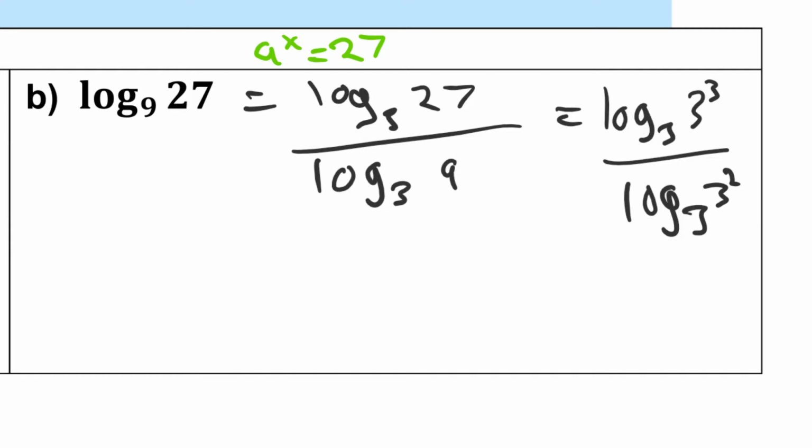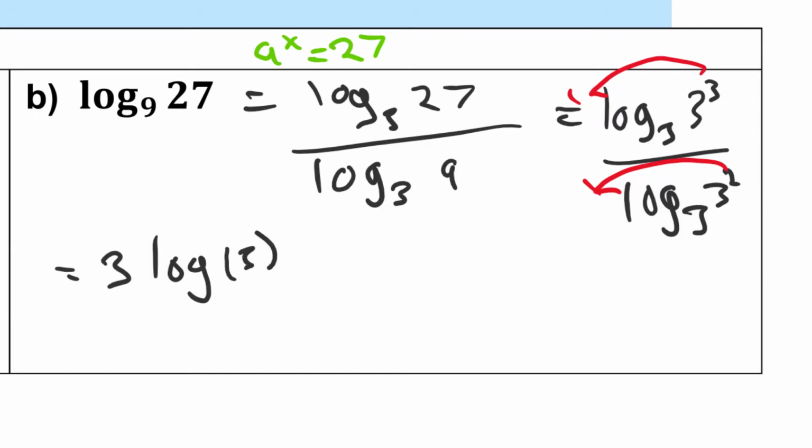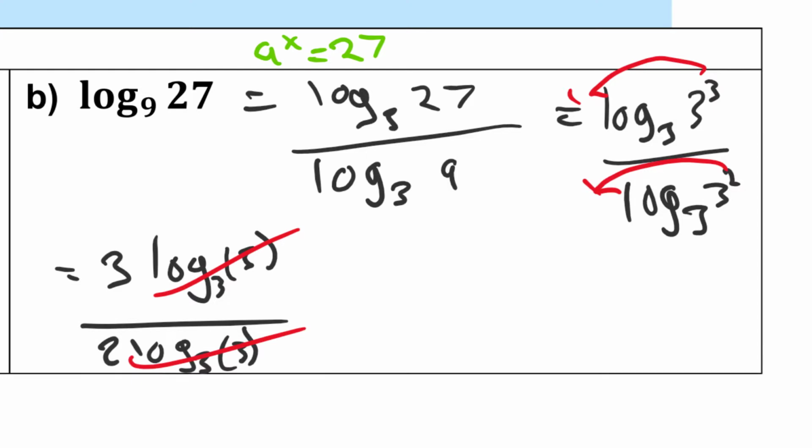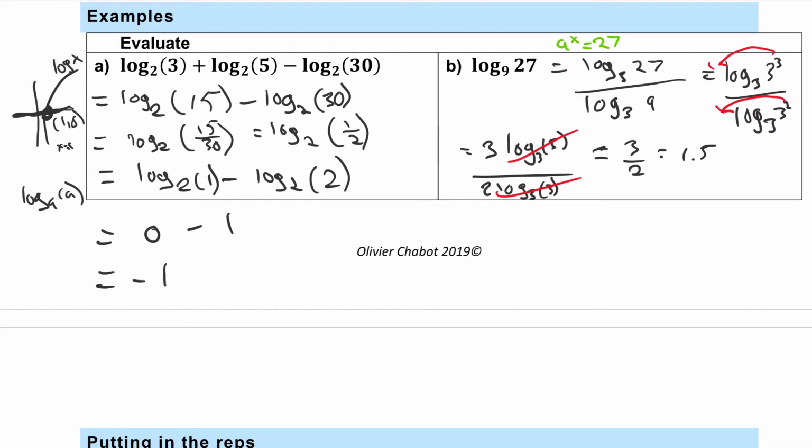So really now it's just a matter of simplification. We can use the drop-down rule. If we simplify, it would be 3 log base 3 of 3 over 2 log base 3 of 3. Log base a of a is just 1, so really we just have 3 over 2, and that would be 1.5.